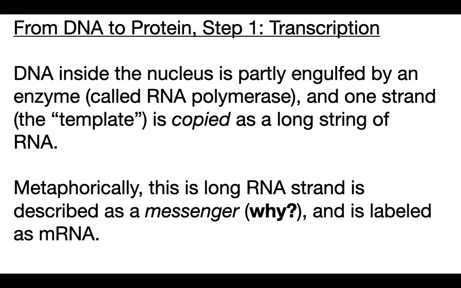I should note, the DNA that's being copied is only one of the two strands of the DNA double helix. So we call it a template strand because it's the side that has the actual encoding that's going to create the right sequence of amino acids for the protein. The other side from the template of the DNA is just called the complement. So, metaphorically, this long strand of RNA, once it's been created as a complement to the template DNA strand, is called a messenger and is labeled as mRNA.